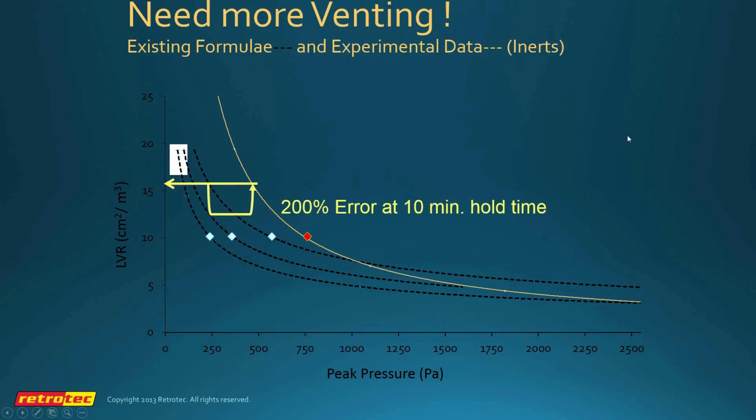And what that means at a lot of leak to volume ratios, and this is very typical for a 10-minute hold time, would be a leak to volume ratio of around 16 for a halocarbon. For an inert, we find that we have an under prediction of peak pressure by 200 or even 400%, depending on the formula. So people say, oh my God, the formula that I've been using tells me I have only 100 pascals and you're telling me 400.